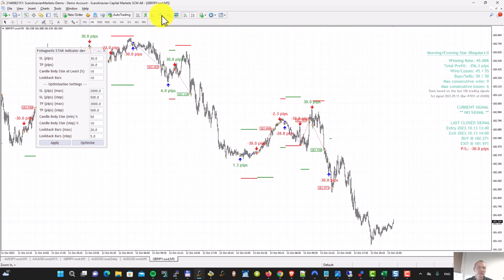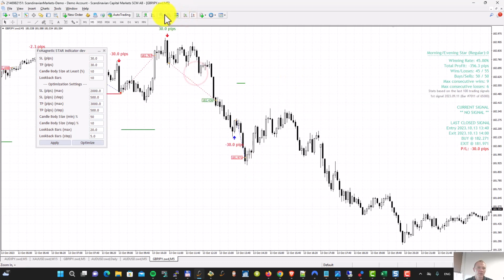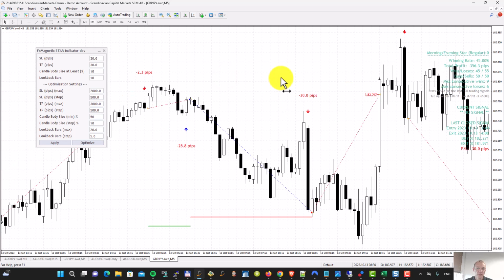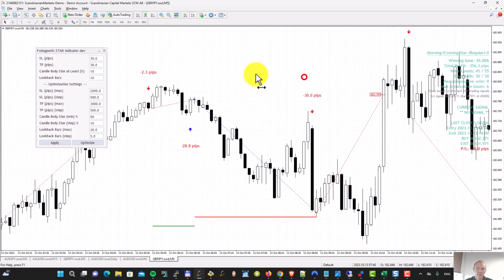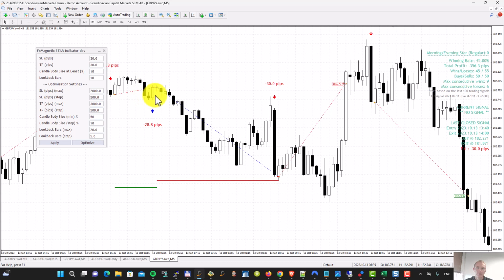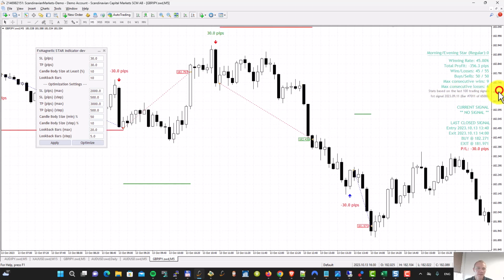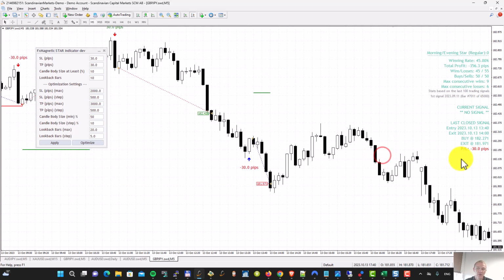Okay, so if we zoom in a bit now and look at what it's all about, let's say this one. We had a morning star pattern right there, which gave us a buy signal. So we enter a buy. It was closed by a sell trade right there when we got an evening star, which is a bearish pattern. So we open the sell and close the buy, and then the sell hit the stop loss. Then next we got another evening star pattern, so we open the sell trade, which hit the take profit later, and it just goes on and on like that.